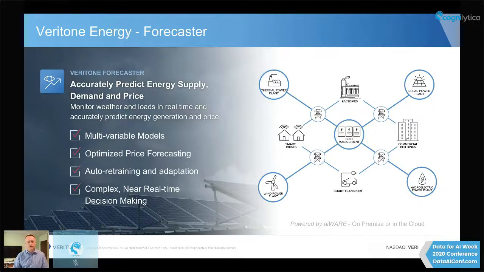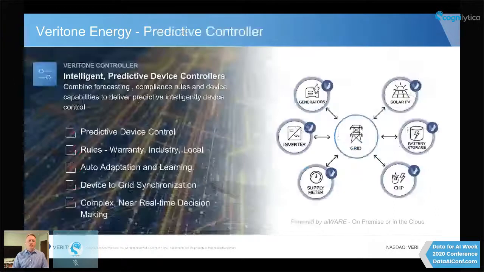And some of these inverters are $1 million, $2 million each. A storage battery can be $15 million. So you don't want to mess with that. And then we move to our predictive controller.